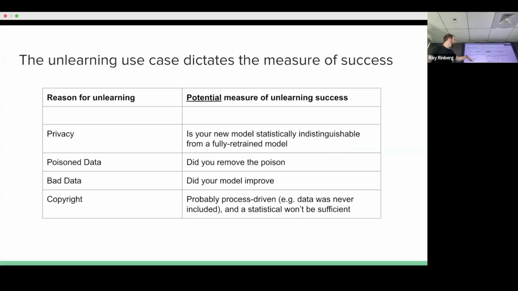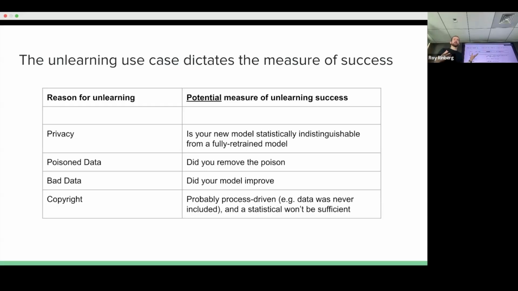As a small table, you might say privacy: there's this legal requirement, GDPR, I have to do this. How do you unlearn? There, the measure of success is that your model looks like a model that never saw the data. But if you have poison data and you're just trying to remove that, you don't care about that. What you care about is just, did the poison get removed? If you have bad data, you just care about if the model improved.